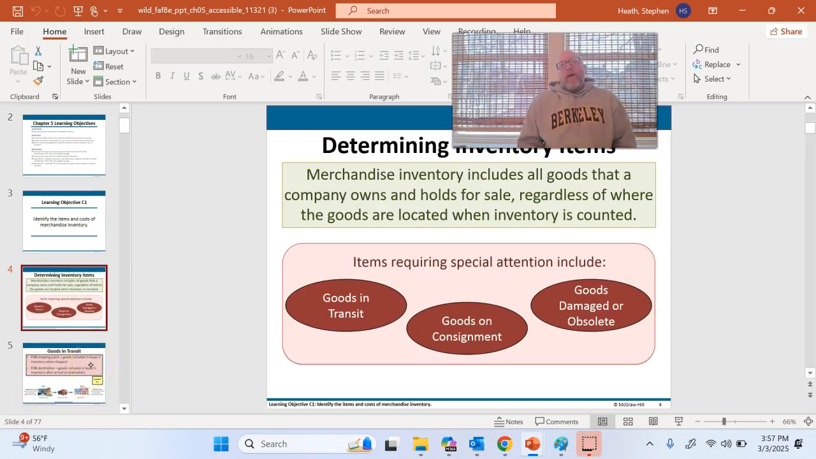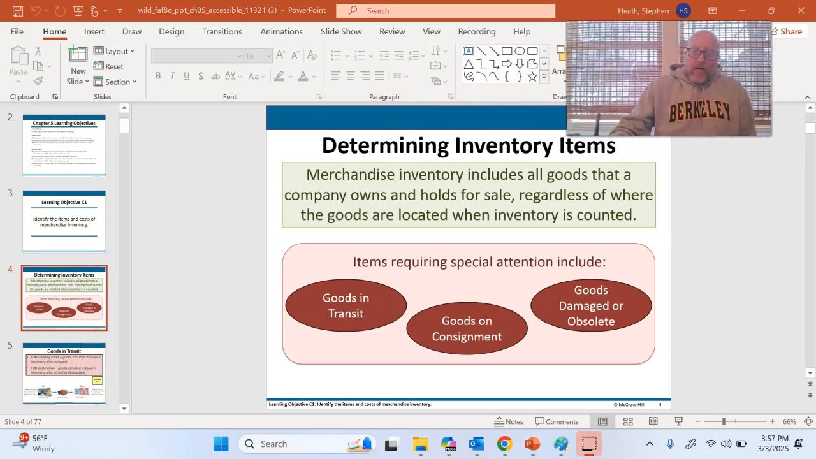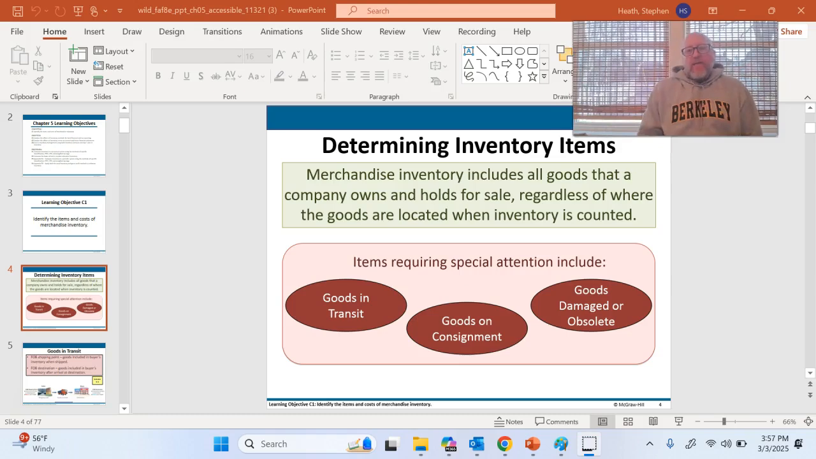In this chapter, we're really going to talk about various types of things that we would include in our inventory. So anything that's in transit. If it's on the way and we own it, then we're going to include that in our cost of inventory.